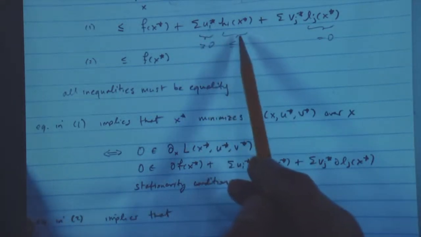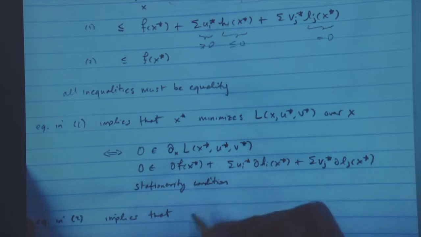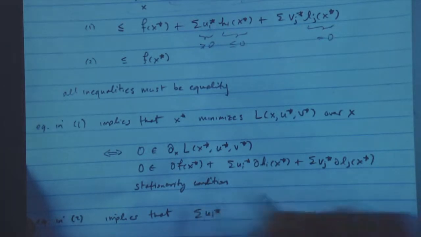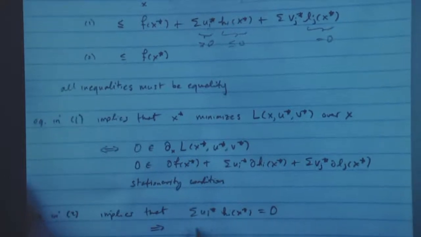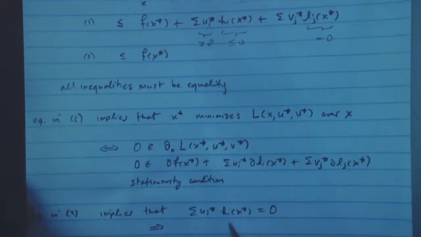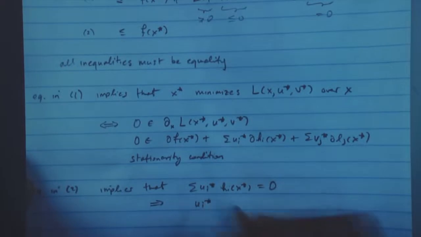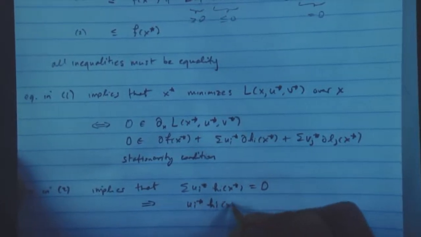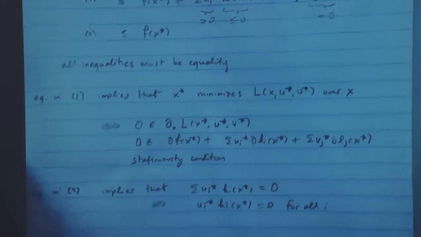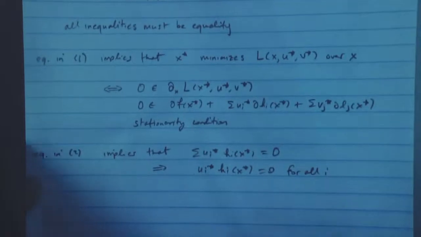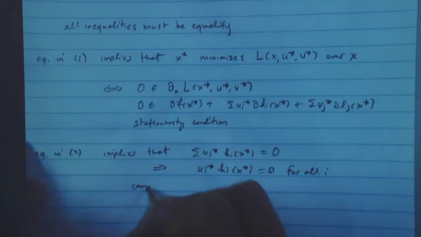But it's the sum of quantities that all have the same sign. So it implies that must be 0. But this implies, because each of these has the same sign, this is bigger than or equal to 0, and that's less than or equal to 0, that each term must be 0. And that's exactly complementary slackness.